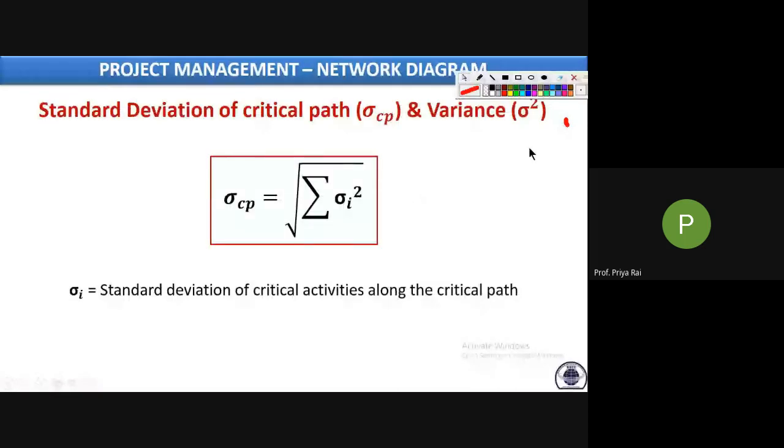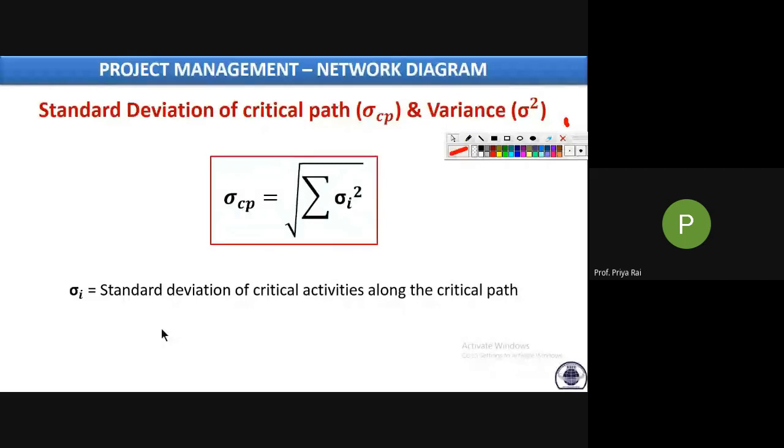Apart from this, they may ask you to convert all 3 estimates into a single estimate, that is TIJ. Then they may ask you to calculate the standard deviation of all the activities, then the variance of all the activities. Finally they may ask you the standard deviation of the critical path in that network diagram. So we will solve one example, then it will be more clear to you.